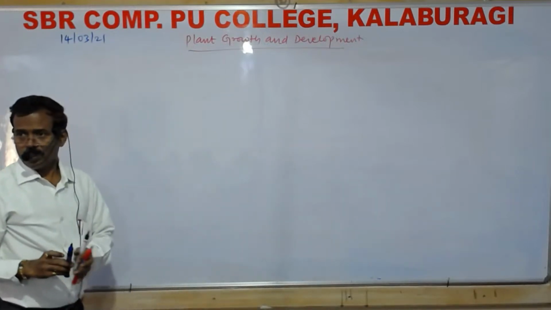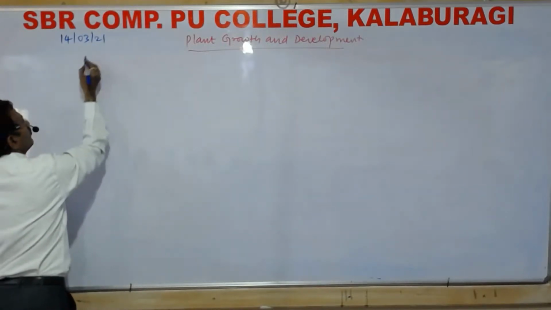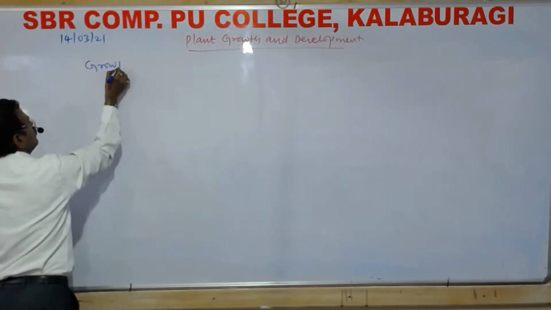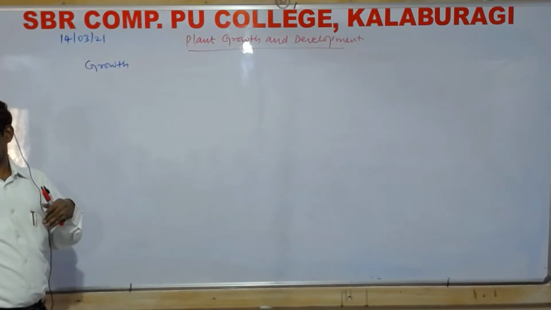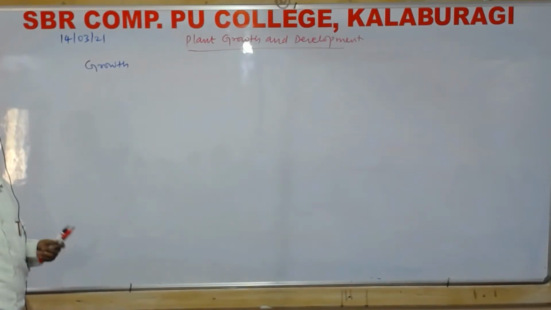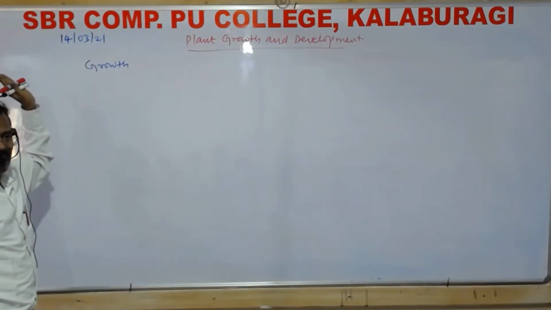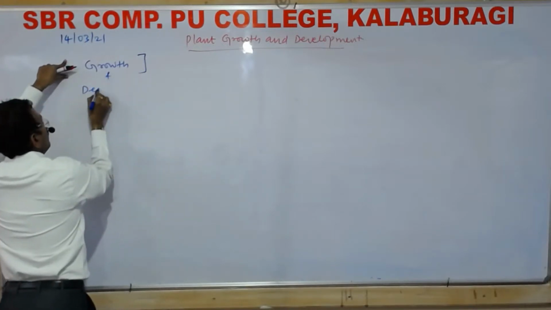Last chapter, plant growth and development. In this, we have growth. Growth is indeterminate in plants. Growth is measurable. Phases of growth rate. All these parts are deleted. So complete growth and development.